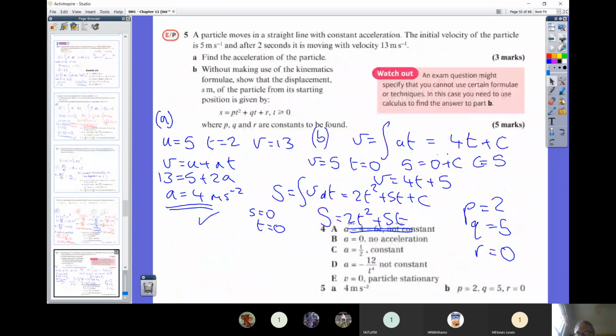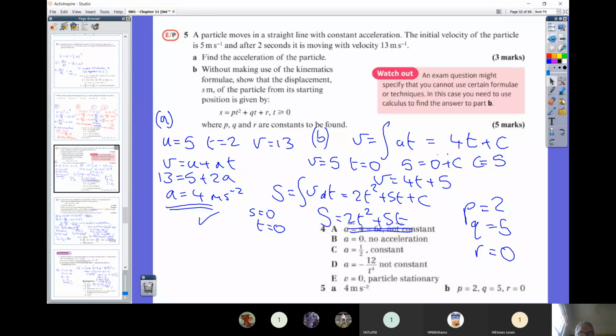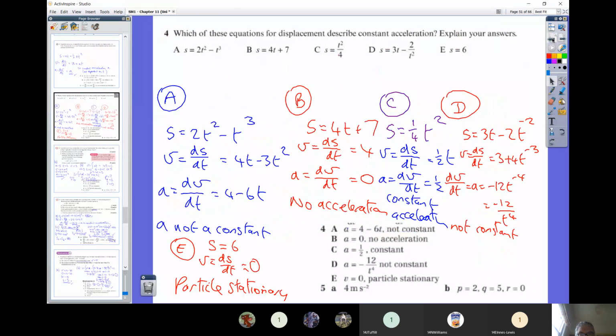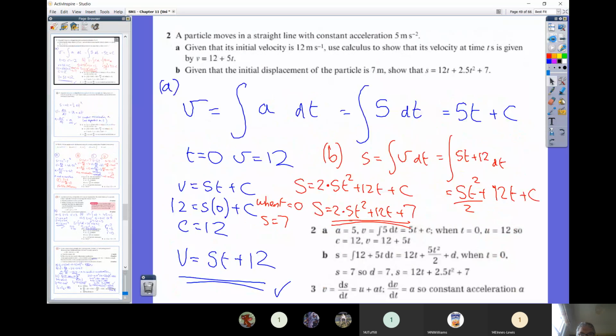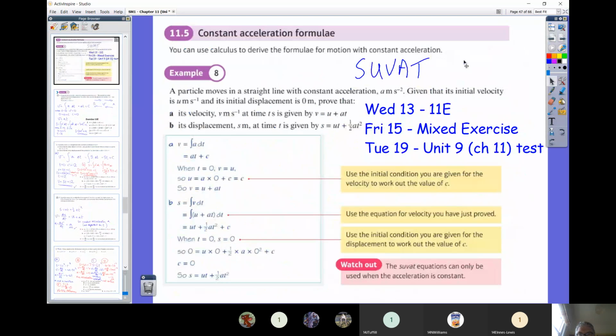And that's it, folks. Just to summarize, and particularly if some of you just joined the meeting late, that's the plan. Today I would like you to do 11E, Friday the mixed exercise, and Tuesday the unit test. I've popped all that information into your instructions on Show My Homework, and I will remind you by posting on Teams when those lessons are going on. I will remind you that there's no live lessons then.